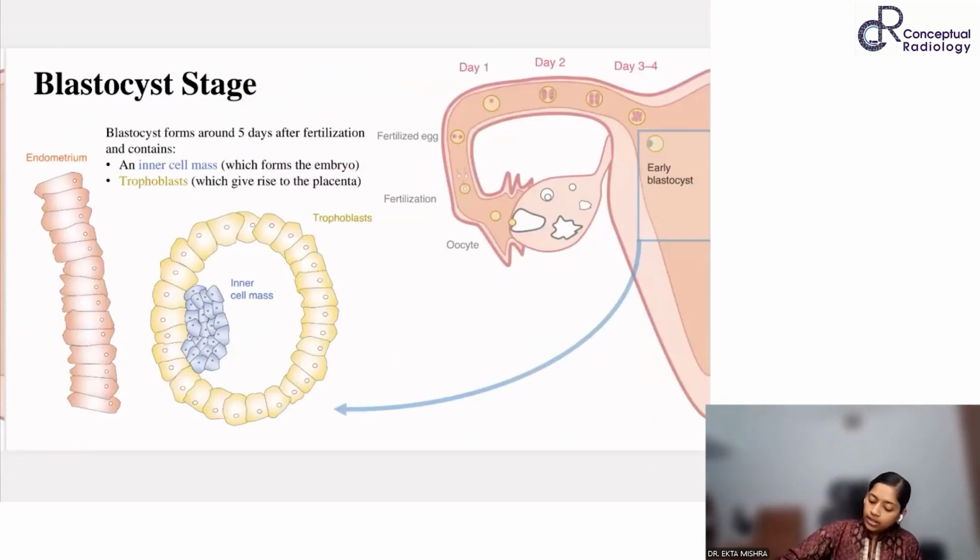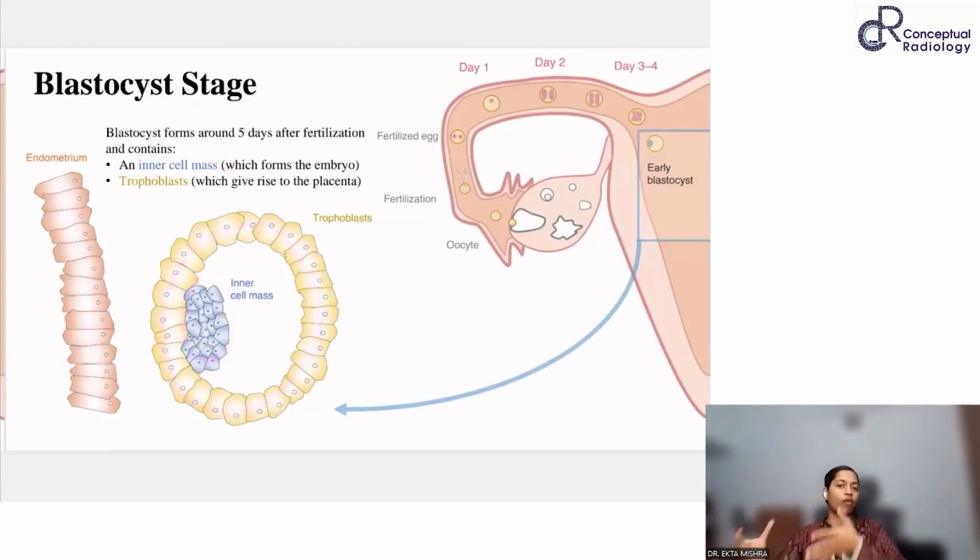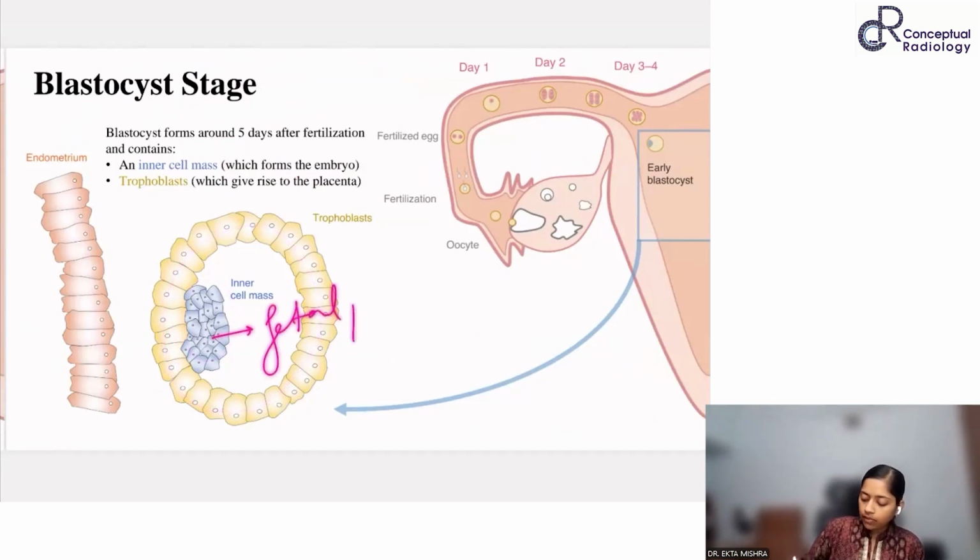Now you have two things. One is inner cell mass, and the other part is the trophoblast. Inner cell mass is the one which will be forming the fetal pole. So this is the one which will give rise to our fetal pole. And trophoblast is the placental component, right?